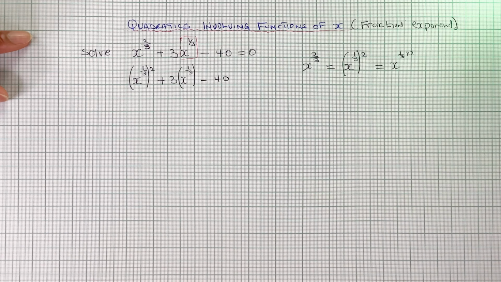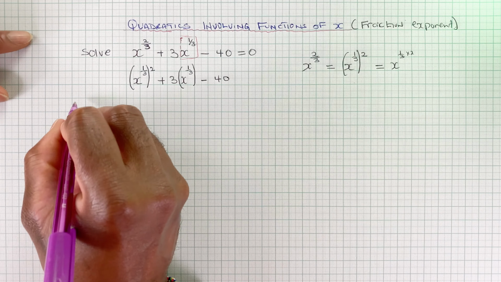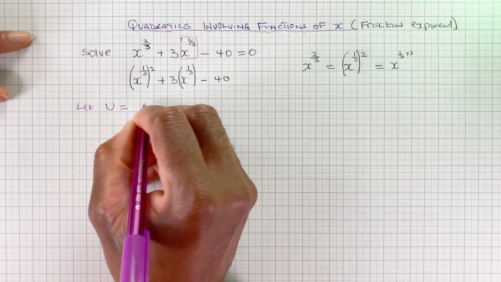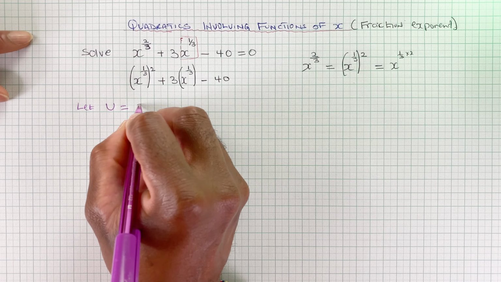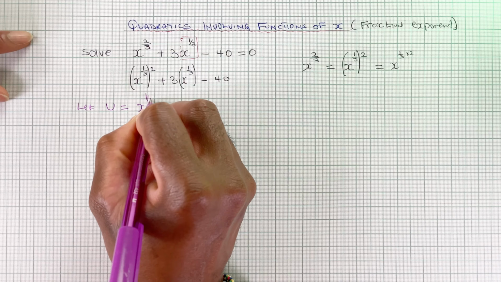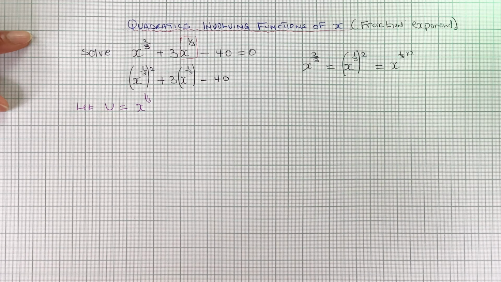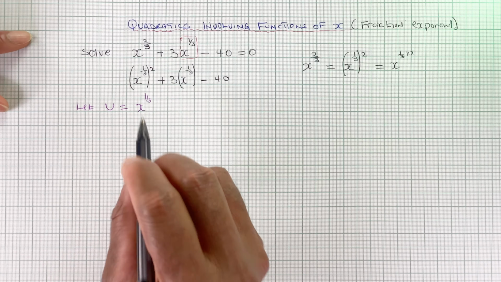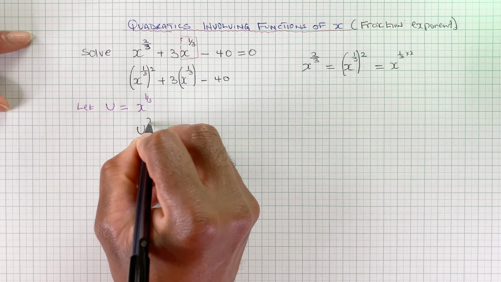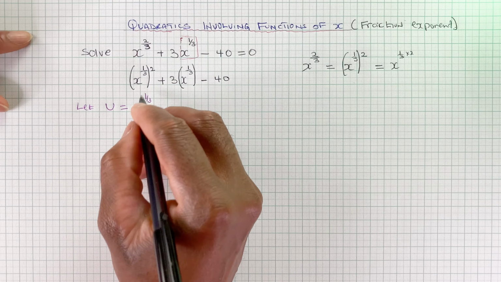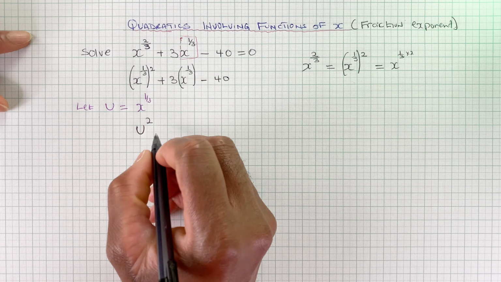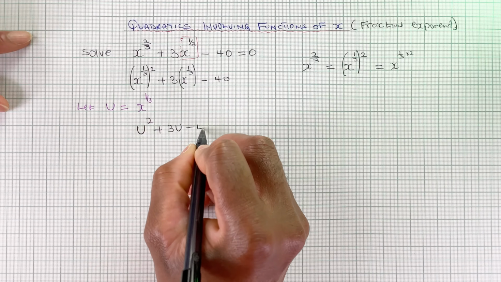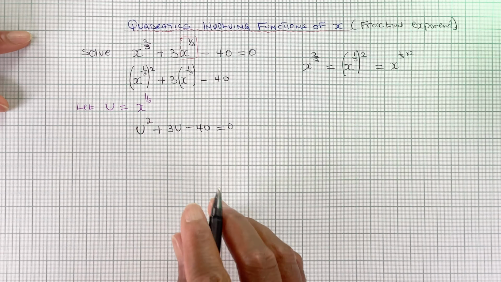The clue is to now let u equals x to the power of 1/3. So what I'm going to do now, I'm going to substitute that u into there. So I'm going to get u squared, because that's now u, plus 3u minus 40 equals 0.